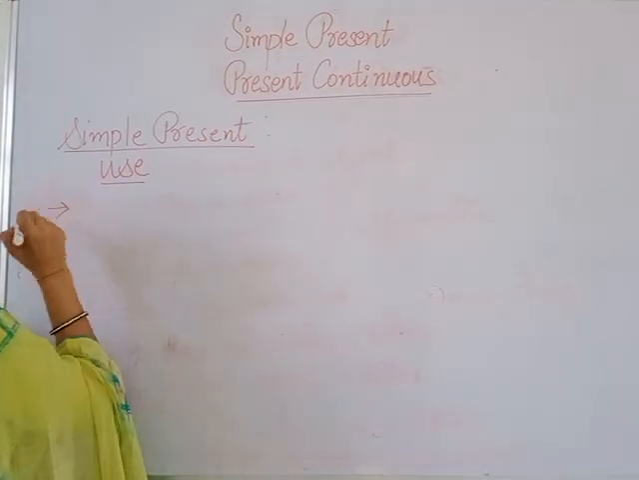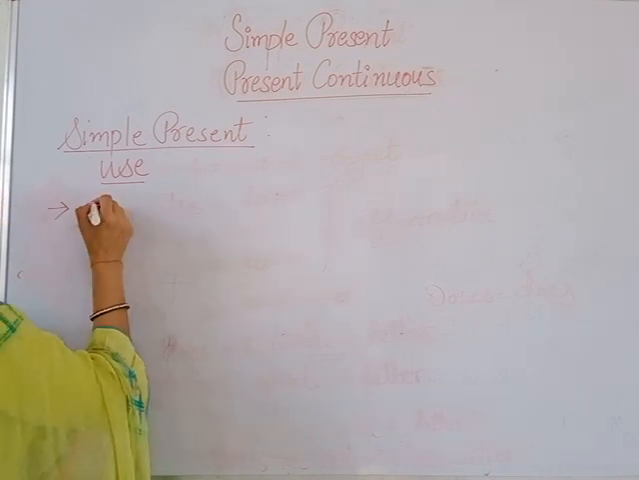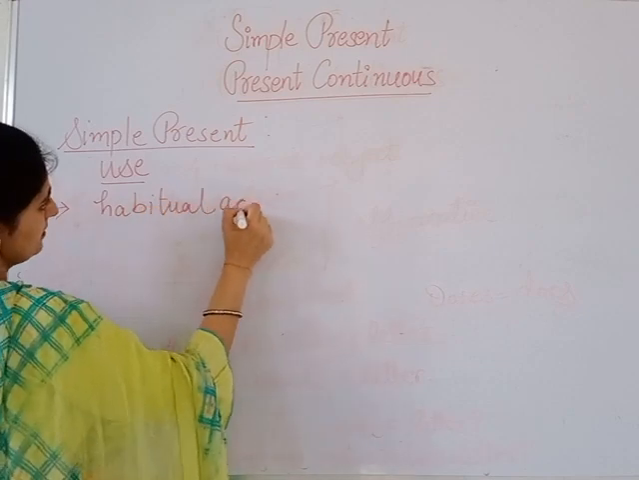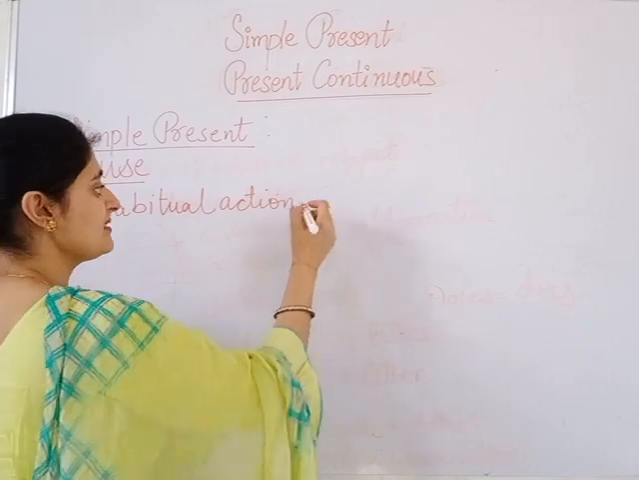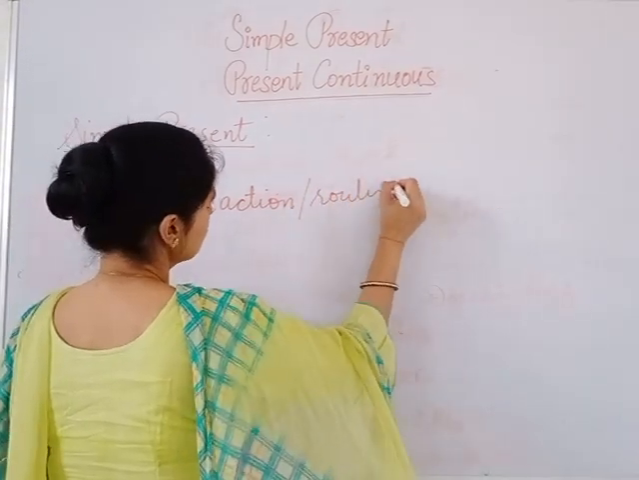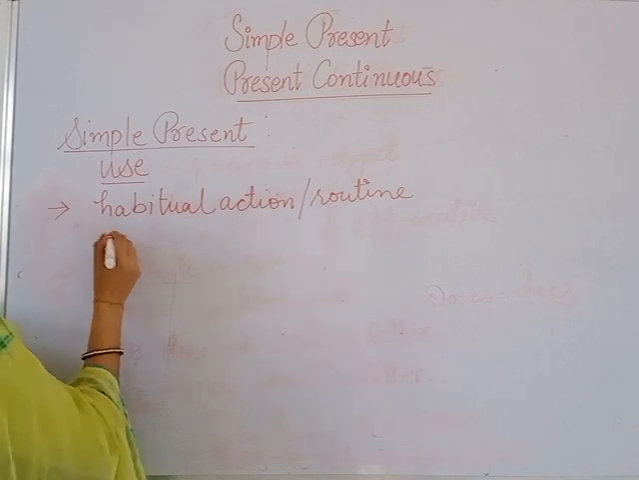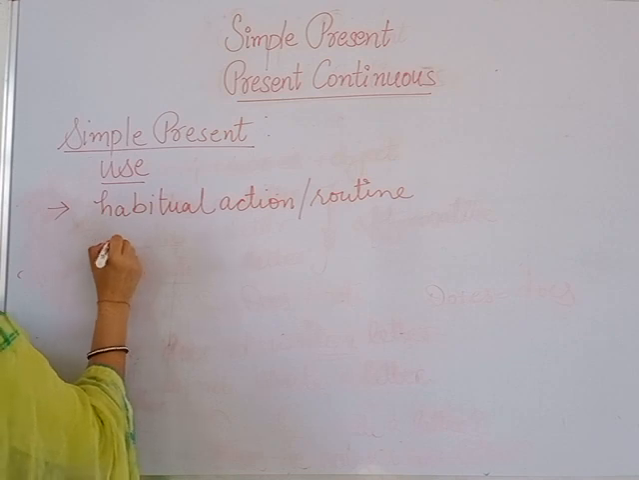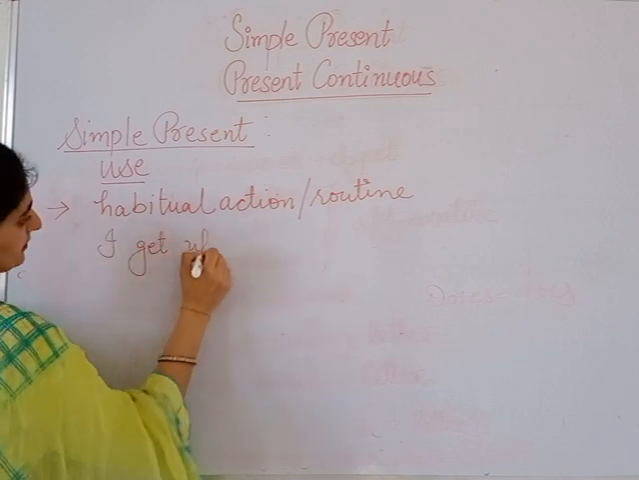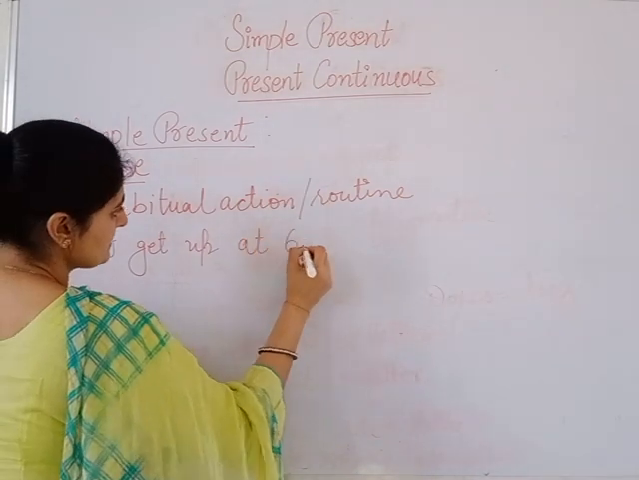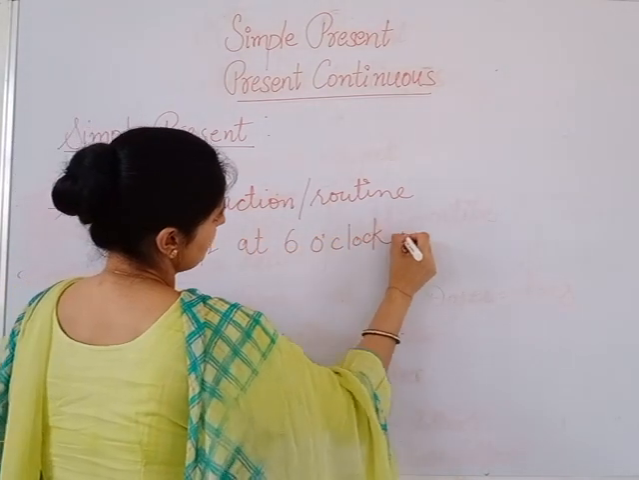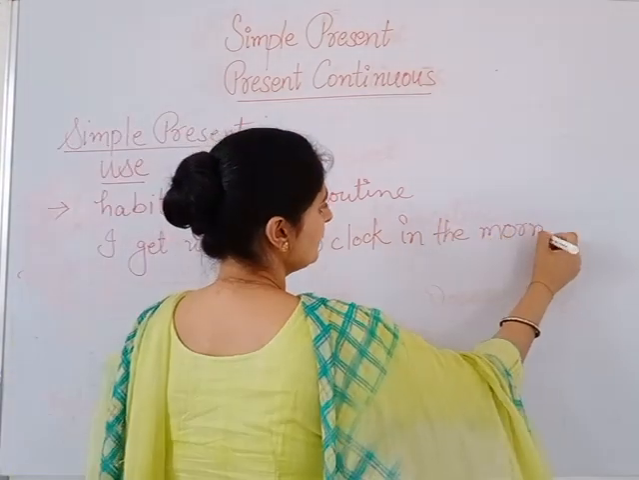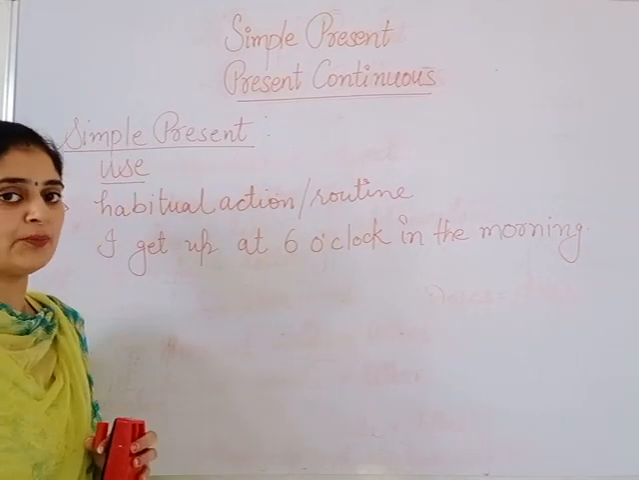Okay students, let me tell you, the first use of simple present tense is to denote a habitual action or regular action, we can say, or a routine. For example, I am habitual of getting up early in the morning, so I can use simple present tense here. For example, I get up at 6 o'clock in the morning. It's my habit and it's my routine as well, that regularly I get up at 6 in the morning.